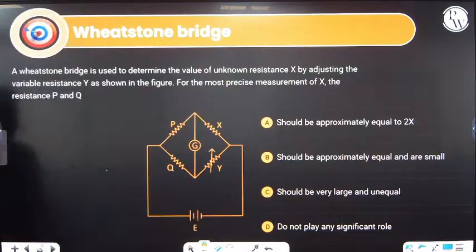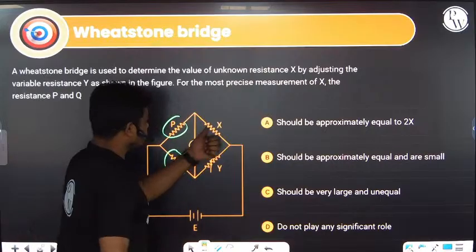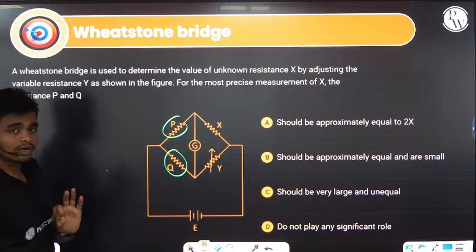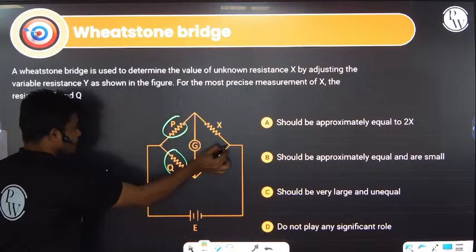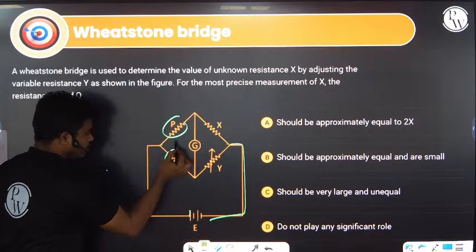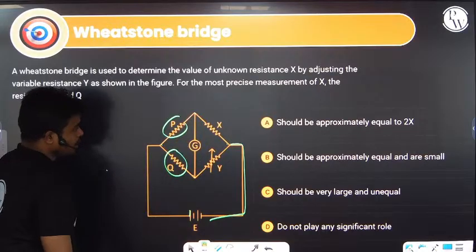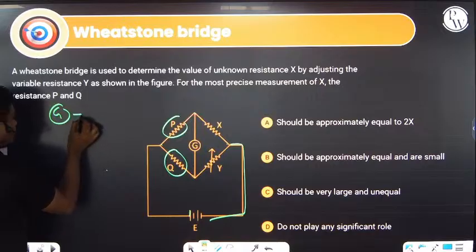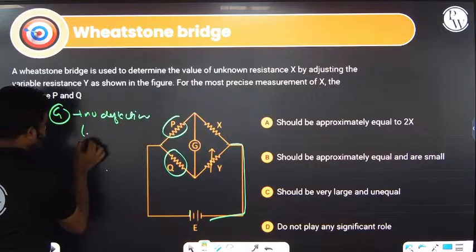Next one we have is a small topic, the Wheatstone bridge. What happens in a Wheatstone bridge? This resistance by this resistance should be equal to this resistance by this resistance if the bridge is balanced. So in a network of 4 or 5 resistances, the battery is connected between the middle of 2 resistances like this, and the galvanometer is connected between these two over here. The galvanometer G shows no deflection, meaning no current is flowing.